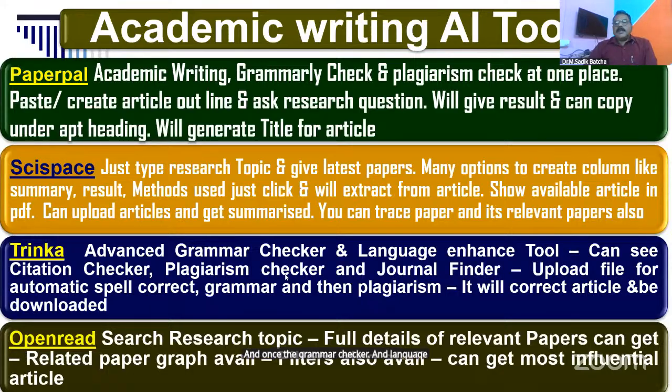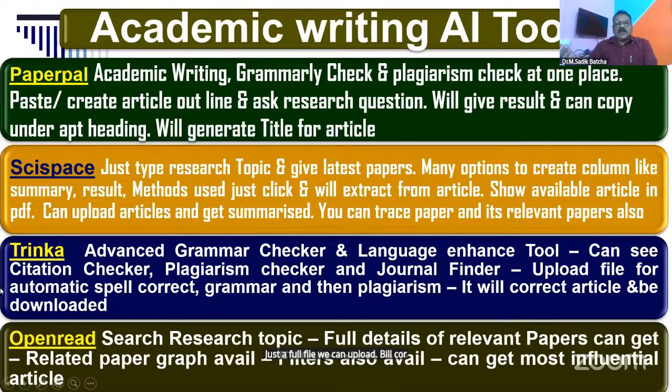We can see a citation checker, plagiarism checker, and journal finder in it. Trinka has these types of features: the grammar checker as well as the citation checker, plagiarism checker, and journal finder. If you are interested in publishing, you just paste your abstract only, and it will suggest which journal fits your abstract. Otherwise, we can upload a file for automatic spell correction. Just the full file we can upload.